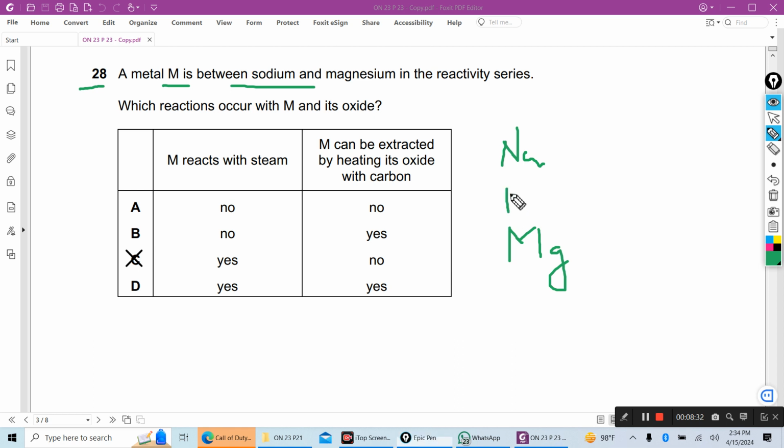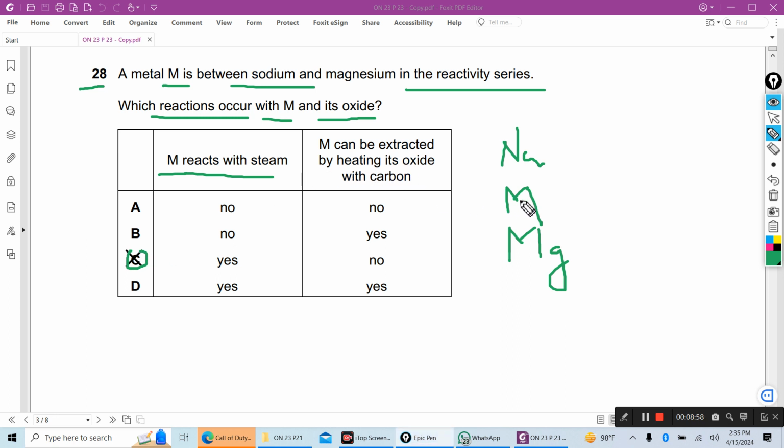Metal M is here, between these two in the reactivity series. Which reaction occurs with M and its oxide? M reacts with steam. Just as sodium reacts with steam and magnesium reacts with steam, M also reacts with steam. Yes, answer C.